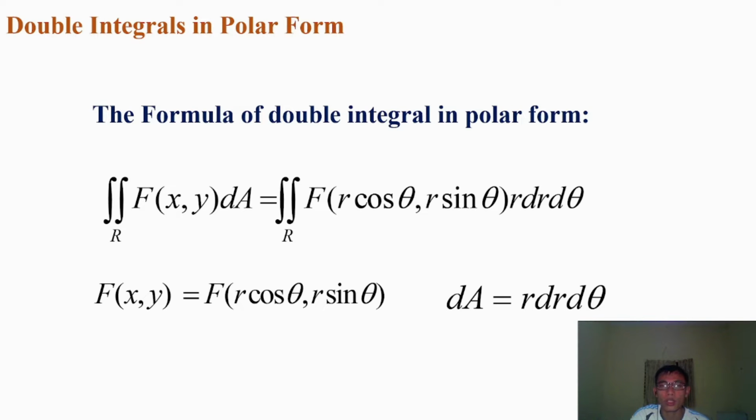And here is the formula of double integrals in polar form. We can switch normal double integrals of functions of x and y into polar form by substituting x by r cosine theta, y by r sine theta, and dA by r dr d theta.